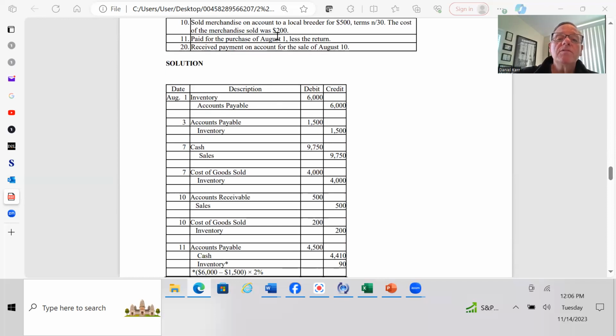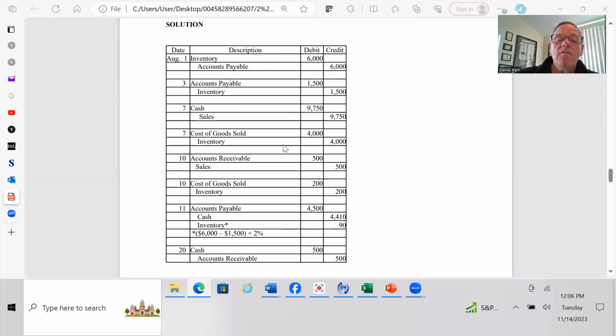Paid for the purchase of August 1st, less the return. So we bought $6,000 on account. We returned $1,500, which means now we don't owe them $6,000, we owe them $4,500. And if we paid within 10 days, we're entitled to take a 2% discount. So 2%, not times 6,000, but 2% of 6,000 minus 1,500, which is 4,500. 2% of that is 90. So my transaction to record the payment is a debit to accounts payable, a credit to cash. And since we're using a perpetual inventory system, the amount of the discount is actually recognized as a reduction of the cost of the inventory.